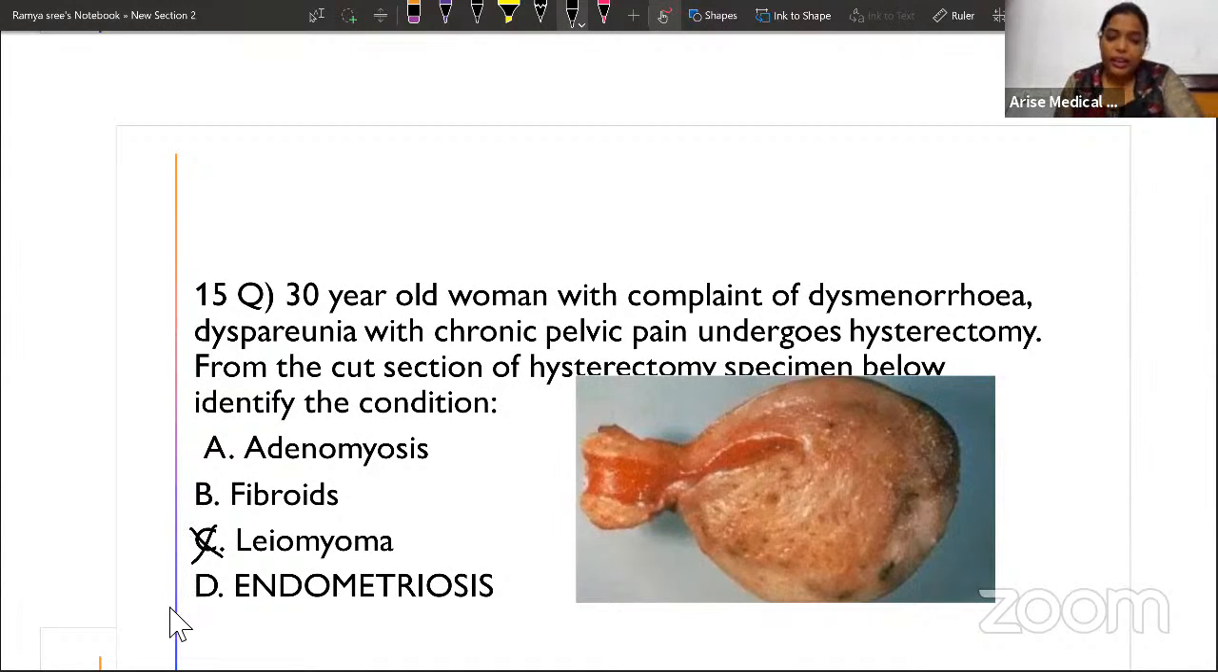Excellent, Rakshita Narayan. So it cannot be a fibroid also, because fibroid and leiomyoma are same. Endometriosis is presence of functioning endometrium outside the uterus. This is not a problem outside the uterus. It is per se a problem of the uterus itself. So this uniformly enlarged uterus with multiple endometriotic cysts is nothing but adenomyosis. Okay.